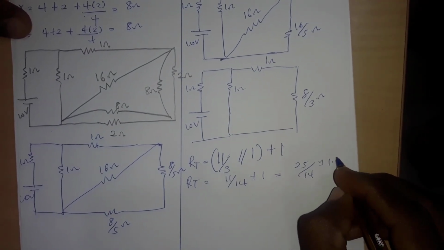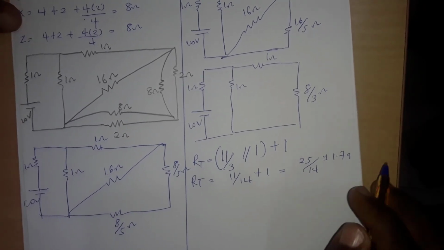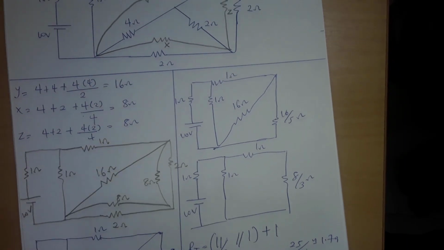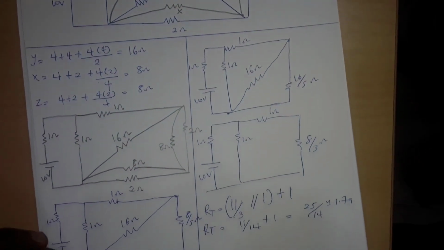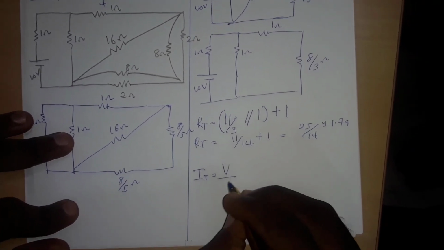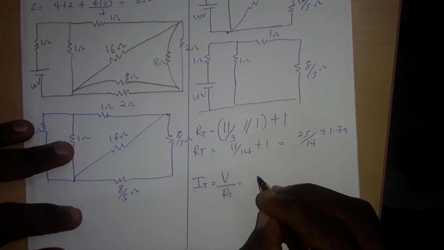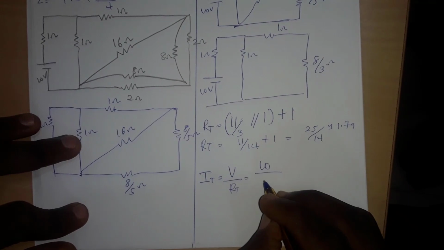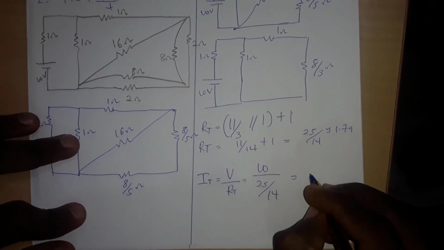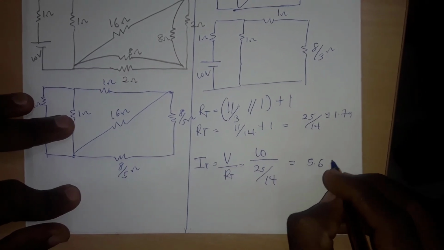That is 1.79. So the question also asked us to find the current supplied by this 10 volt. So now that we know our total resistance, it is easy for us to find the total current. That is the voltage over the total resistance. So it will be 10 over 25 on 14, and this should give us 5.6 amperes.